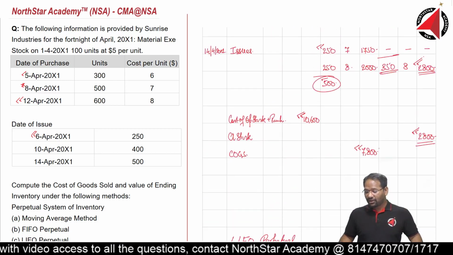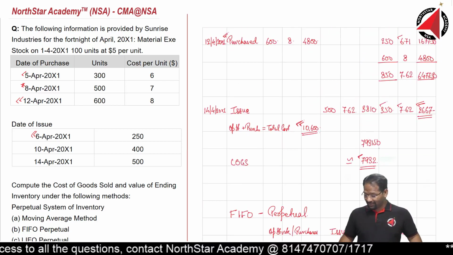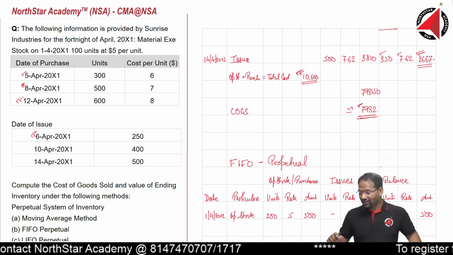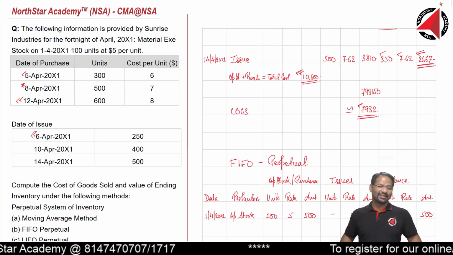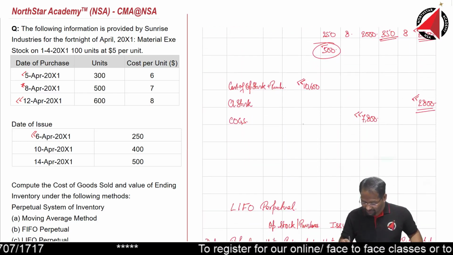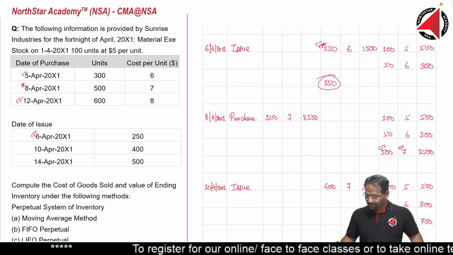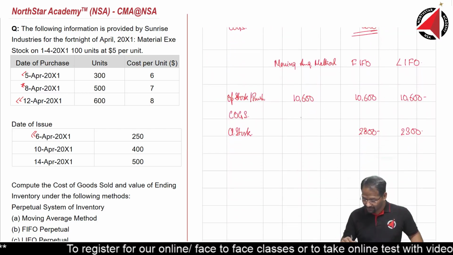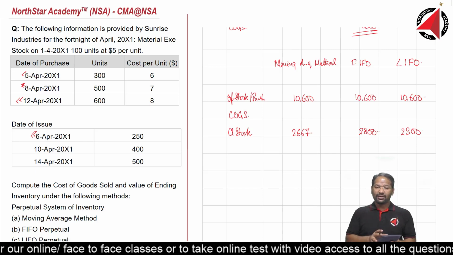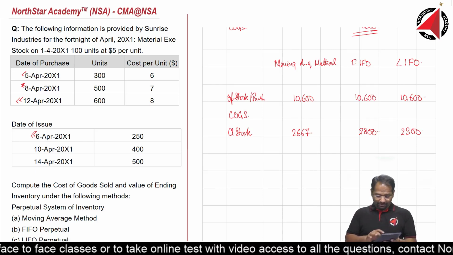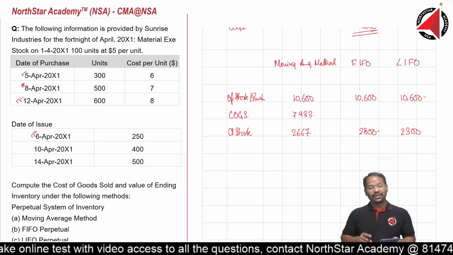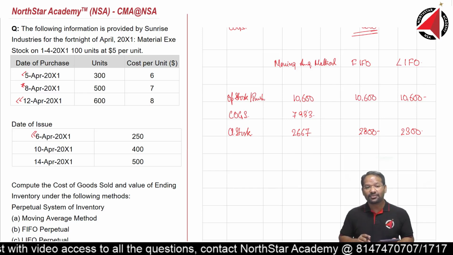What was the value of closing stock under the weighted average method? We need to scroll up, up and up. So the closing stock value was 7,932, right? No, the closing stock value was this, 2,667. Yes, focus, a little more focus. 2,667 was the value of our closing stock. So let's go down, 2,667. Now we can easily calculate the value of our cost of goods sold. 10,600 minus 2,667, we get 7,933.